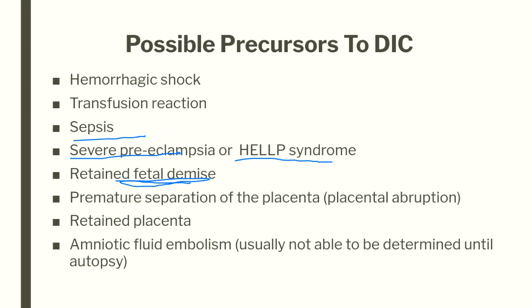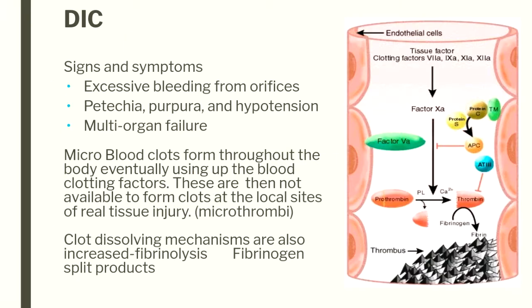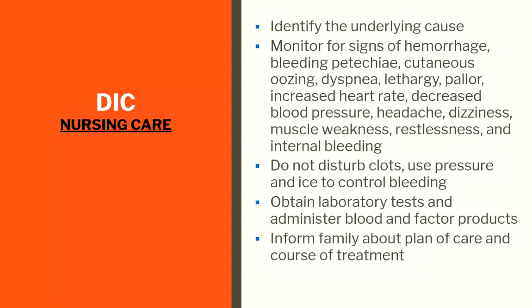So I want you to watch the videos that I've provided for you for the DIC. Okay, this slide talks about it. This slide talks about it. Your nursing assessment is you have to be able to identify underlying causes: sepsis, fetal demise, hemorrhage, okay? And with hemorrhage, she's lost too much blood to be able to clot. Monitor for signs and symptoms of bleeding, petechiae. She's going to have easy bruising, bleeding out through her IV site. You have to be able to assess and know what the signs and symptoms are listed here, right? Don't disturb the blood clots, okay? Obtain lab tests, inform the doc, okay?